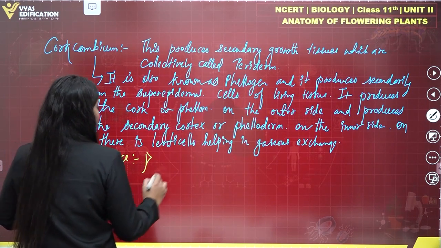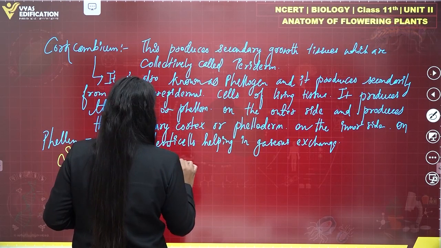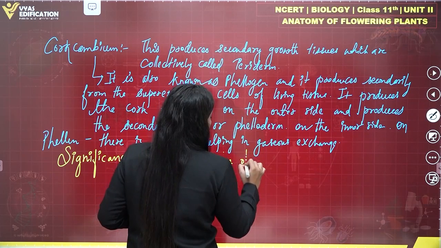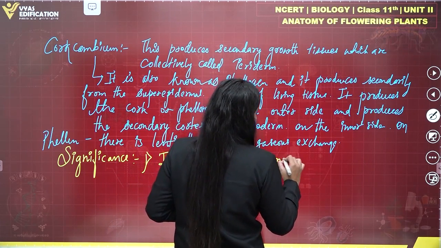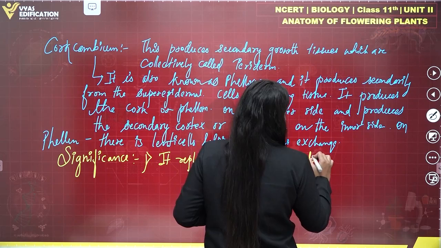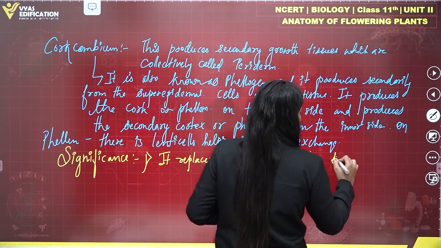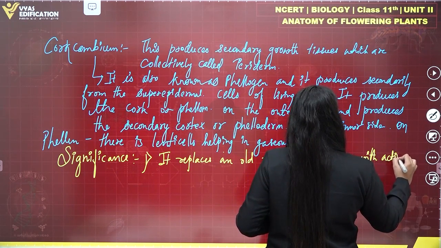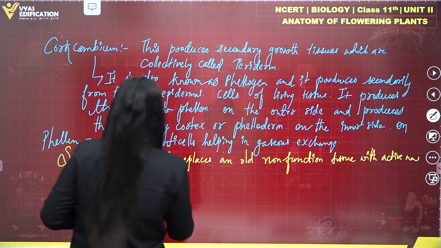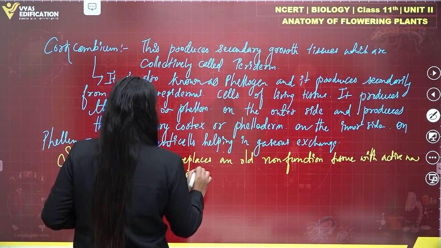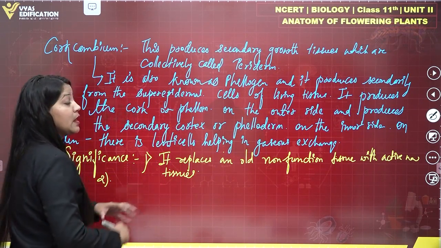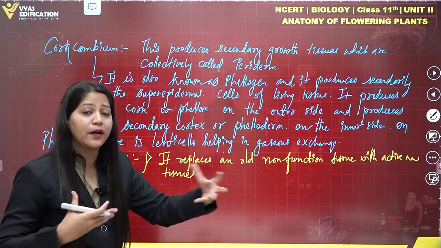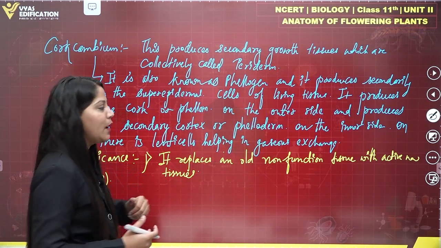So the first one is that it replaces old non-functional tissues with active new tissues, right? Second one is the plants who have secondary growth in them are living longer. They live longer as compared to other plants.